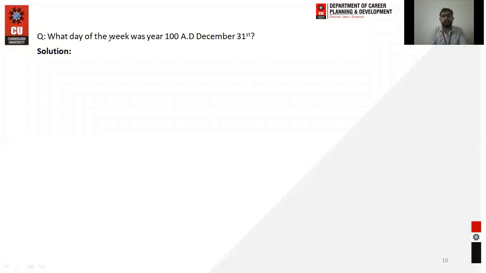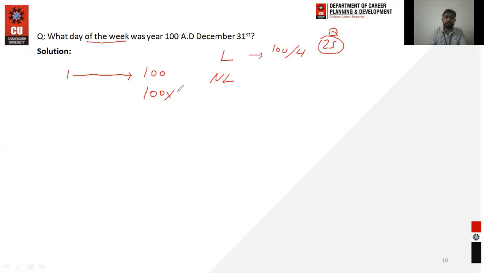Now we need to find what day of the week was 31 December. So we need to find the day of the week. See, when we look at 100 years, let's find out how many leap years would be there and how many non-leap years. When I divide 100 by 4, I obtain 25 as quotient. But this 25 will not be my leap years because the year 100 itself will not be a leap year. So I will say I am having 24 leap years and the remaining 76 will be non-leap years.